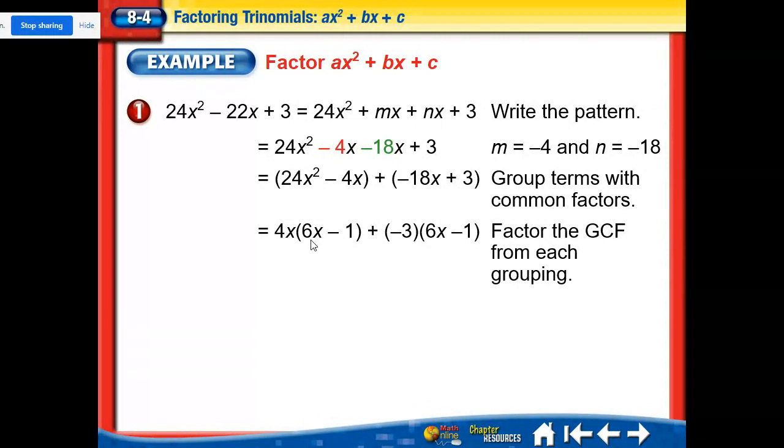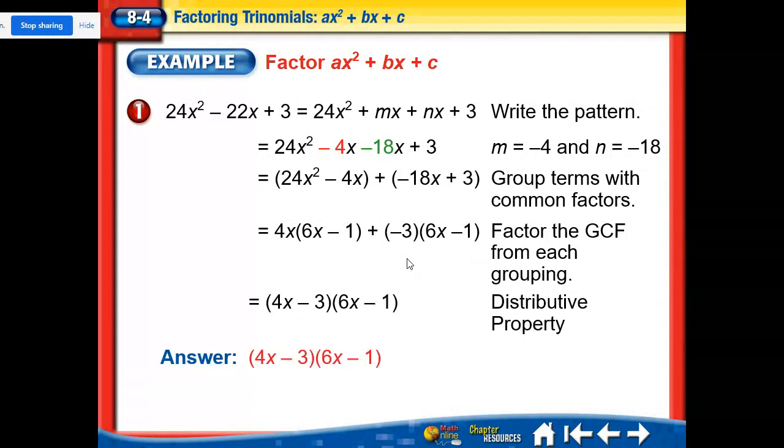Now I can combine that. The first one's going to be 6x minus 1. The next one's going to be 4x minus 3. Again, order doesn't matter with these two.